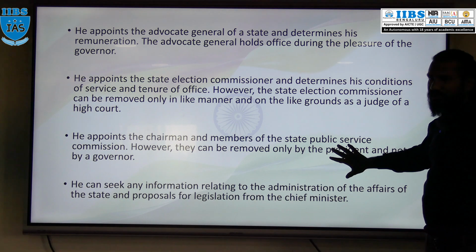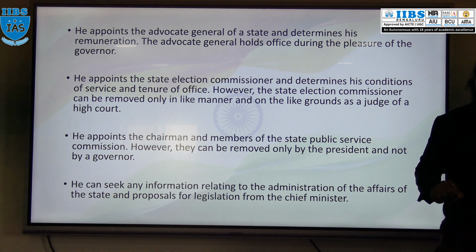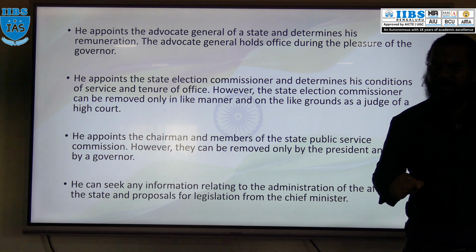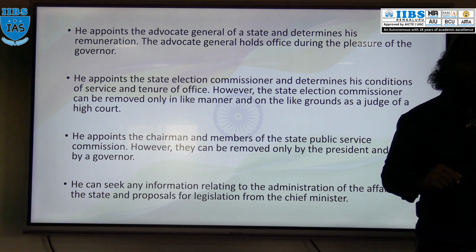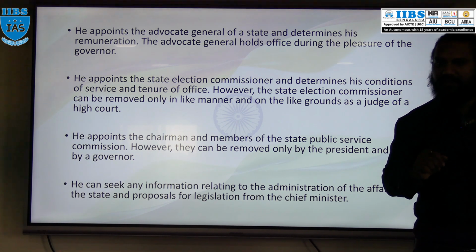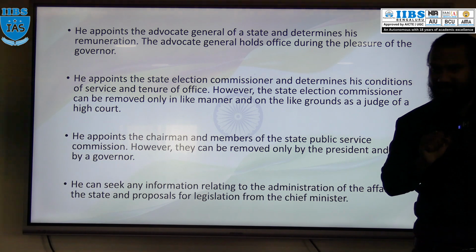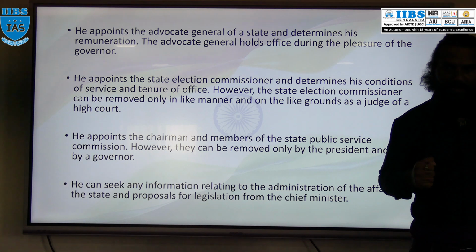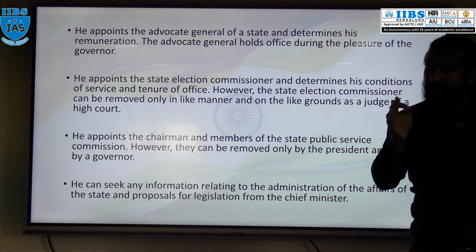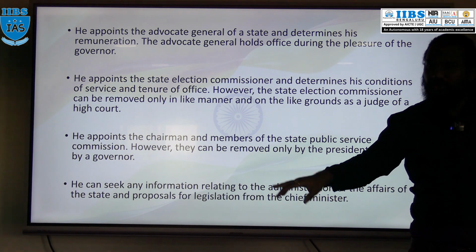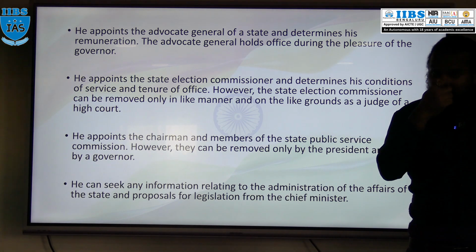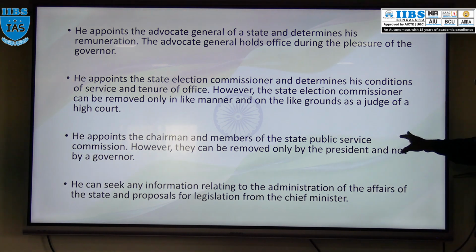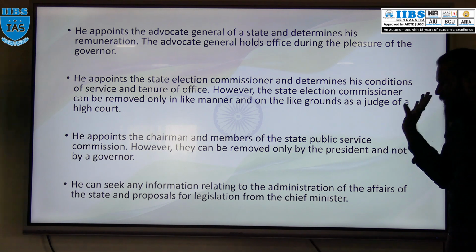Then at the state level we also have a State Public Service Commission. In Karnataka we have KPSC, in Andhra Pradesh we have APPSC, in Telangana we have TSPSC, in UP we have UPPSC. So every state has its own public service commission. It is the governor who will appoint the chairman and members of the State Public Service Commission, but they will be removed by the president, not the governor.